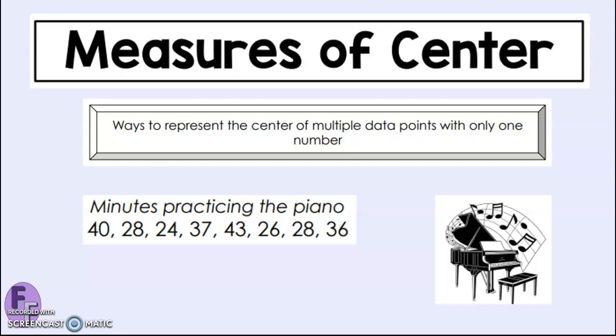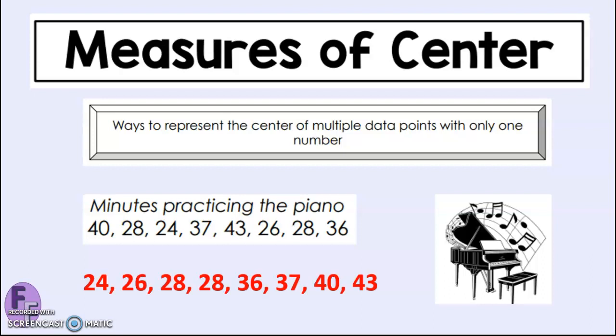The first step is to put the numbers in order from least to greatest. Then find the number that occurs the most often. Not the largest number, but the number that happens the most times in the data set. In this case, it's 28. Because it's the only number that occurs twice, 28 is the mode.